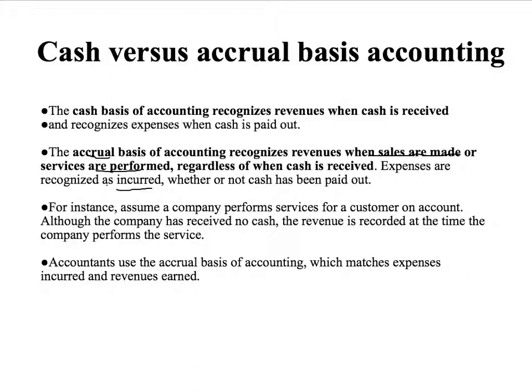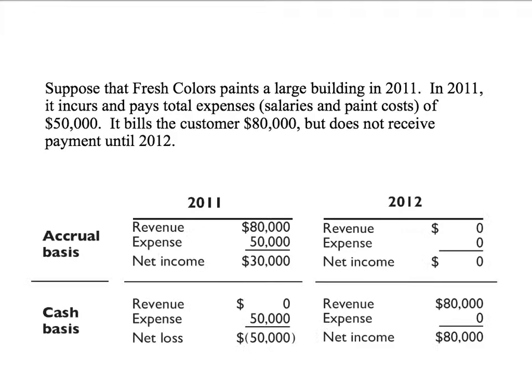For instance, assume a company performs a service for a customer on account, which means the customer will pay later. Although the company has received no cash, the revenue is recorded at the time the company performs the service. Accountants use the accrual basis of accounting, which matches expenses incurred against the revenues earned. Why? Well, let's take an example.